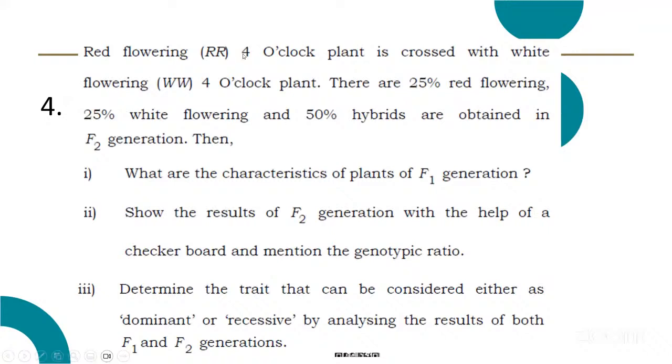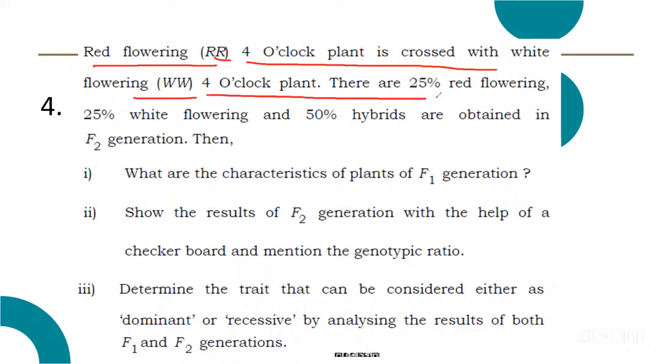Next question. Red flowering, that is capital R, 4 o'clock plant is crossed with the white flowering, that is WW, 4 o'clock plant. There is 25% of red flowering and 25% of white flowering and 50% hybrids obtained in the F2 generation.